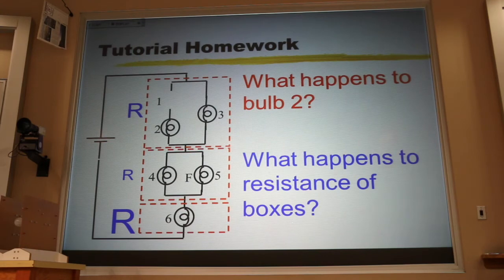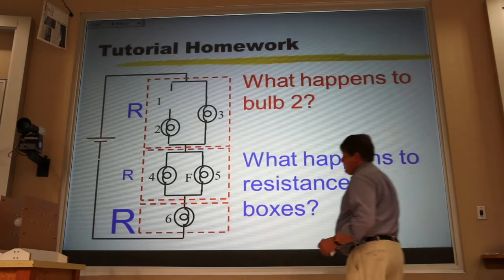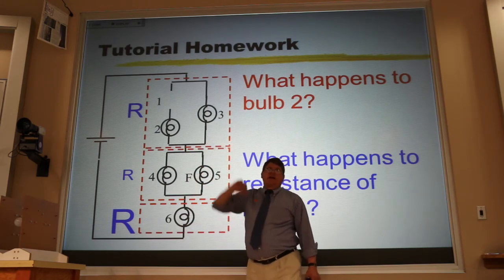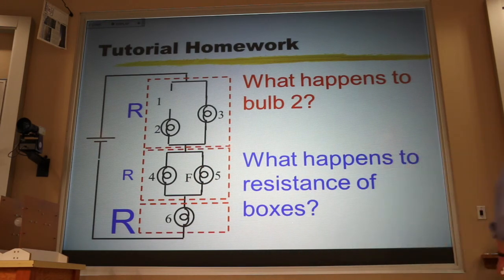Now, what happens to the resistance of the boxes? Well, this one stays the same, this one stays the same. I only made the change up there. And so that one now becomes the same resistance as the bottom box.